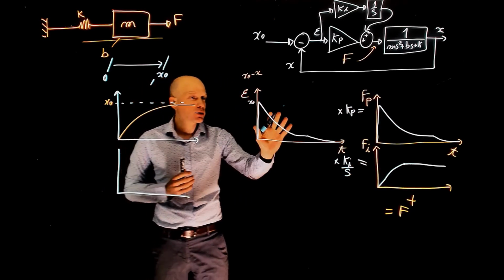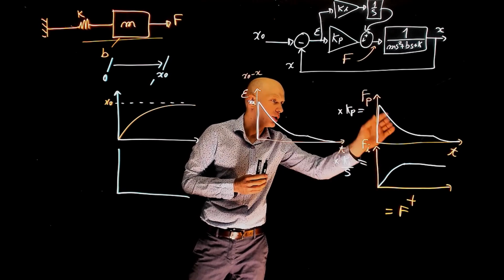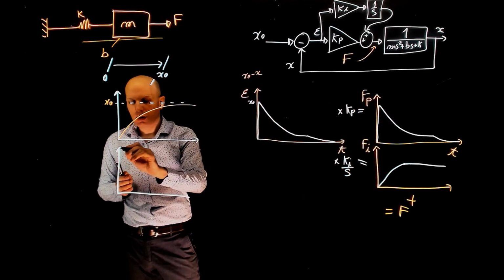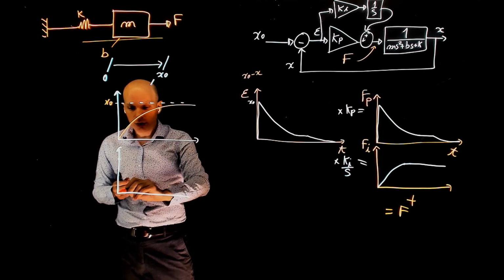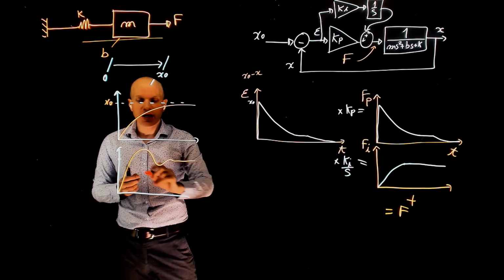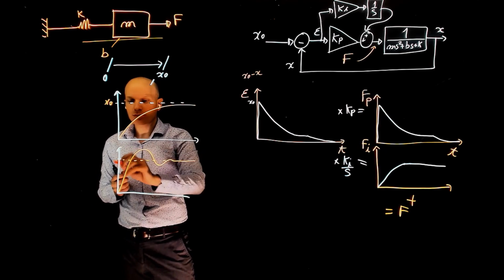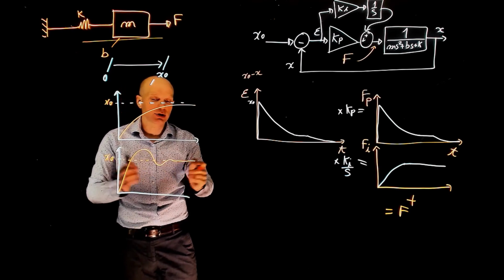Now if you add these two up, look at the beginning here. There is a lot more force that will now make the mass accelerate much more and overshoot x0 and then eventually settle at x0. But there is no steady state error.